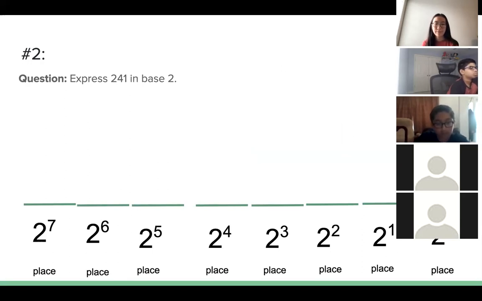Now express 241 in base 2. So these place values are written as exponents, so you might have to do a bit of converting on your own. And just think, what is the biggest place value that's going to fit? And go down from there.